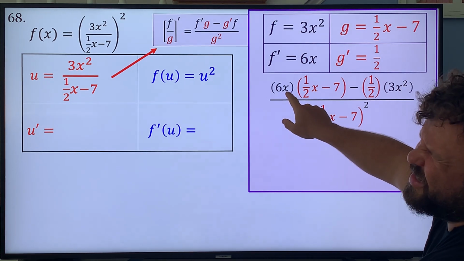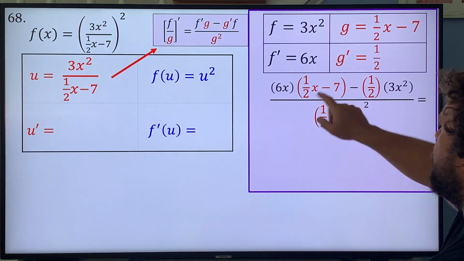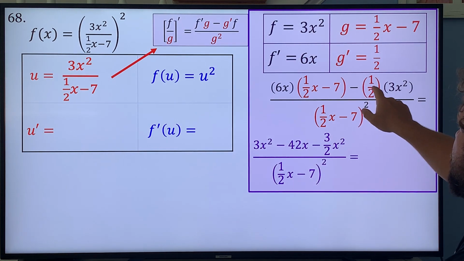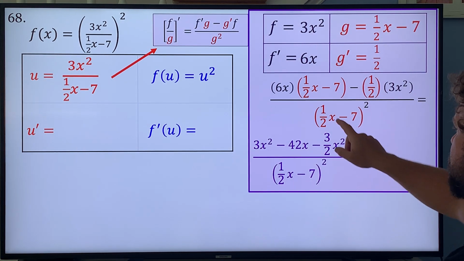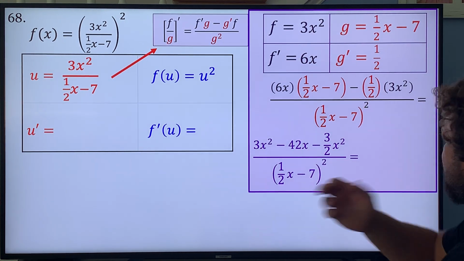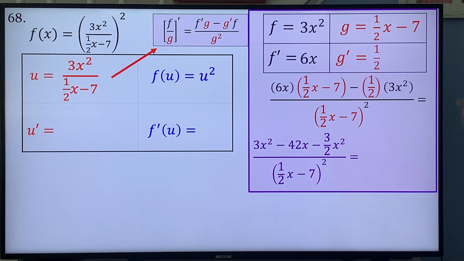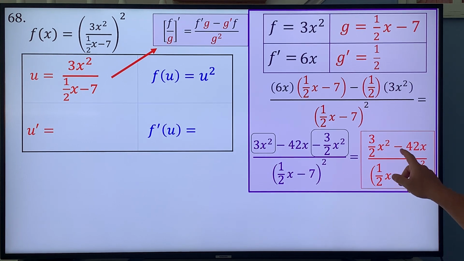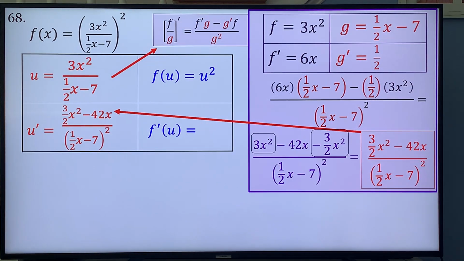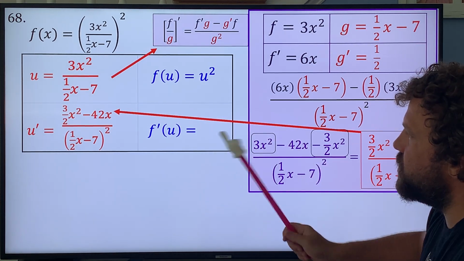Half of 6 is 3x squared minus 42x minus 3/2 x squared, over this squared. 3x squared minus 3/2 x squared is just a positive 3/2 x squared, minus 42x, over this. And take this, push it over there. The derivative of u squared is 2u.